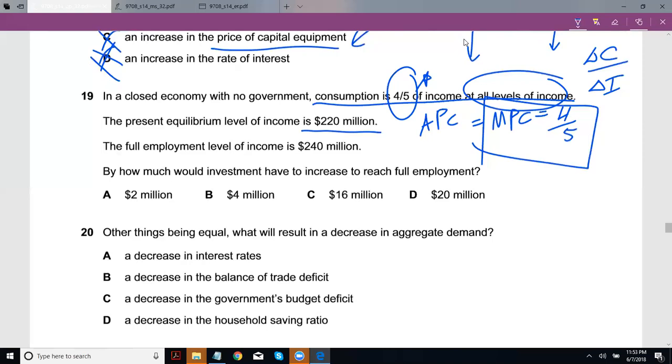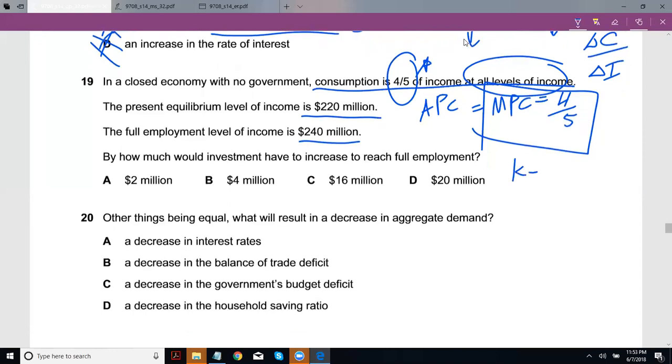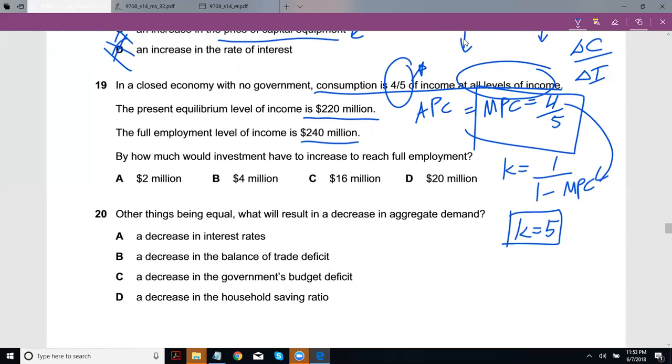Anyhow, the present equilibrium level of income is 220 million. Full employment level of income is 240 million. By how much would investment have to increase to reach full employment? We first find the multiplier, which is 1 upon 1 minus MPC, and that gives you 5. If someone with a calculator could verify. We know the present equilibrium level of income is 220 and this is 240, so the difference is 20 million.